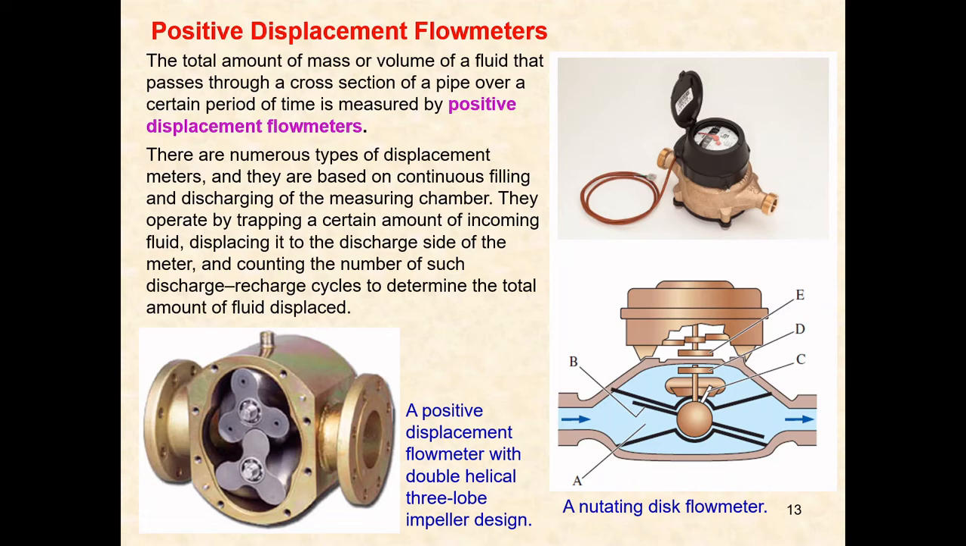So by counting the filling up and discharge number, the chamber will know how much volume actually passes through the flow meter. Okay, so that's how they know in terms of time, in terms of volume. When you have the volume and you have time, you can calculate the volumetric flow rate. They operate by trapping a certain amount of incoming fluid, displacing it to the discharge side of the meter, and counting the number of such discharge recharge cycles to determine the total amount of fluids displaced.